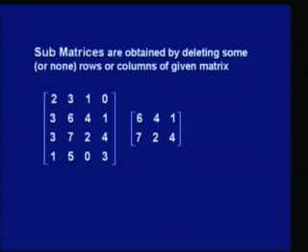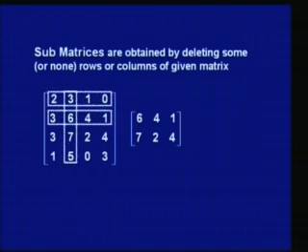This matrix is also a submatrix of this matrix, obtained by deleting the first and second rows and the second column. So, what I have is 3 2 4 and 1 0 3. In fact, one can obtain a large number of submatrices of different orders from a given matrix.